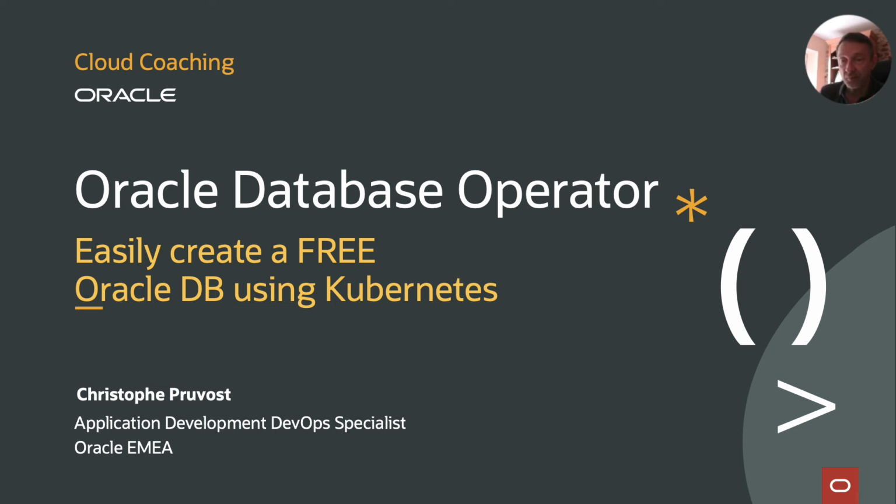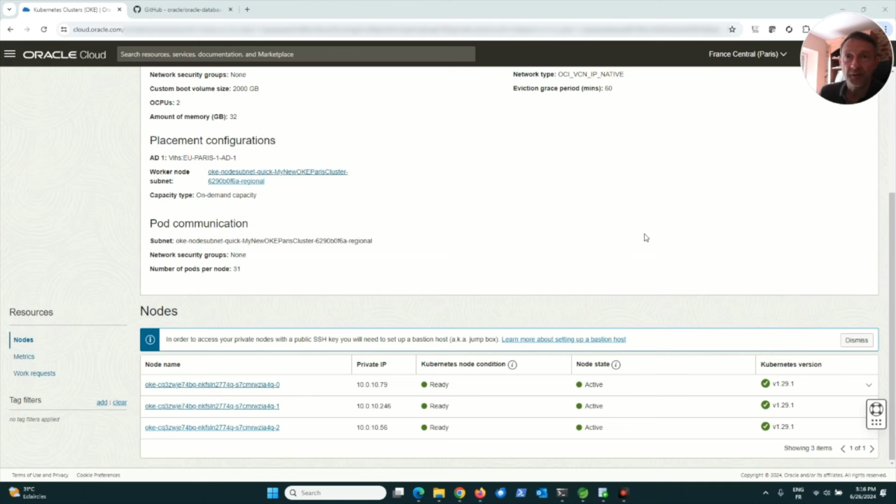To do that, we can use a very cheap solution. It means we can create a free Oracle database in Kubernetes. The free Oracle database is a free version of the new Oracle 23 database, but you can use, for example, Express Edition for databases that are older than the 23 AI DB.